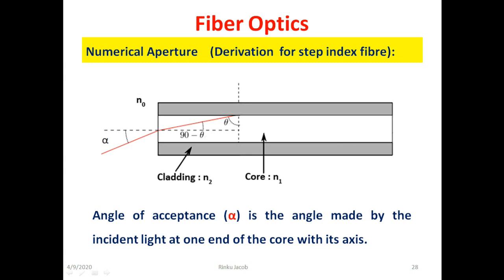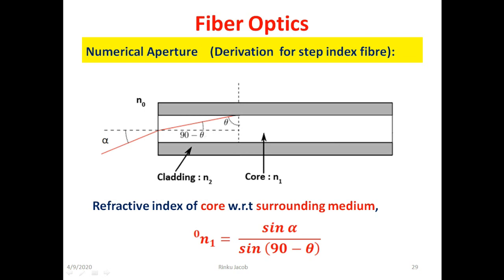This ray is transmitted into the core and meets the core cladding interface, producing an angle theta with the normal to the core cladding interface. In terms of this angle theta, the angle of refraction produced when the incident light enters the core from the surrounding medium is 90 minus theta. It is shown in the figure. Now applying Snell's law at the first interface, that is the interface formed by the surrounding medium and the core of the optic fiber, the relative refractive index N01 equals sine alpha divided by sine (90 minus theta).